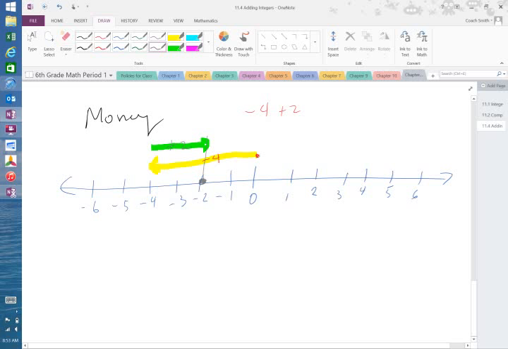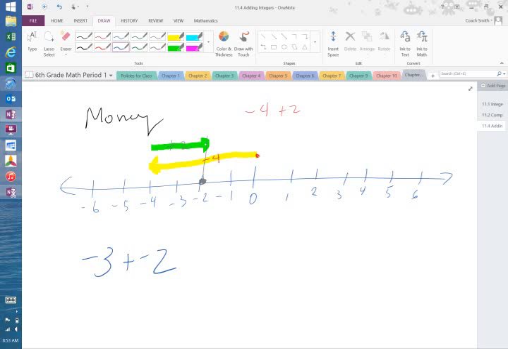All right, let's look at this one. -3 plus -2. Do I have 2 negatives, or do I have a positive and a negative, or do I have 2 positives? 2 negatives. So when you have 2 negatives, what do you do?